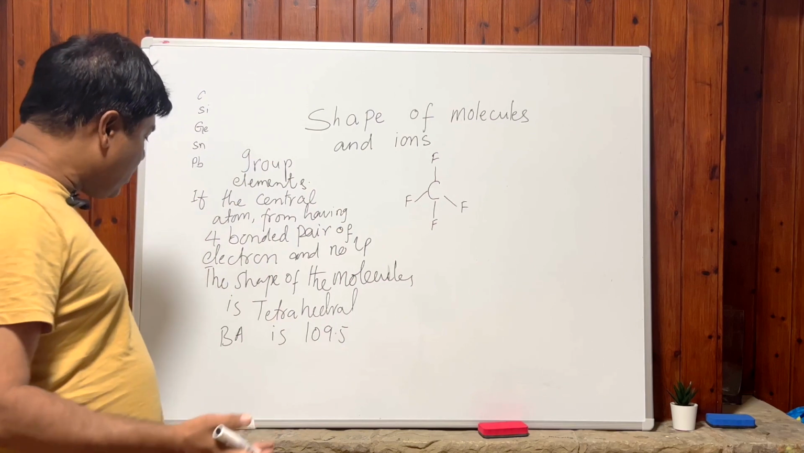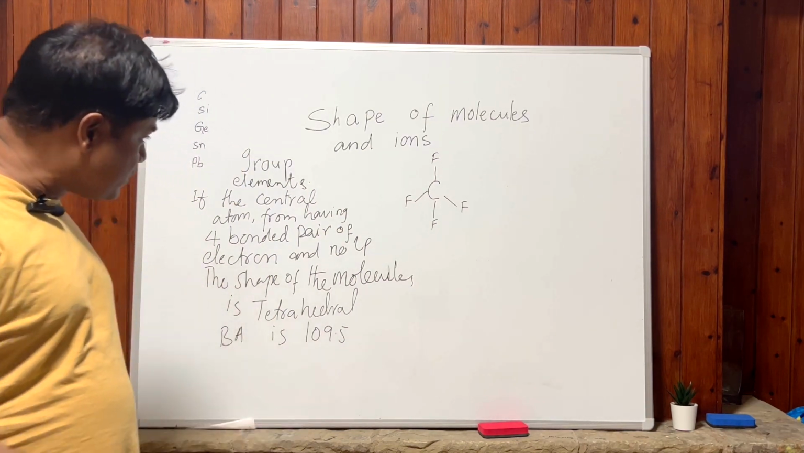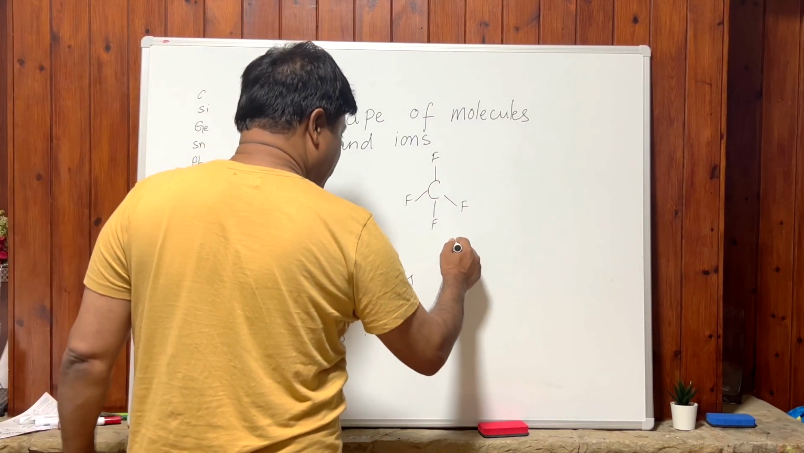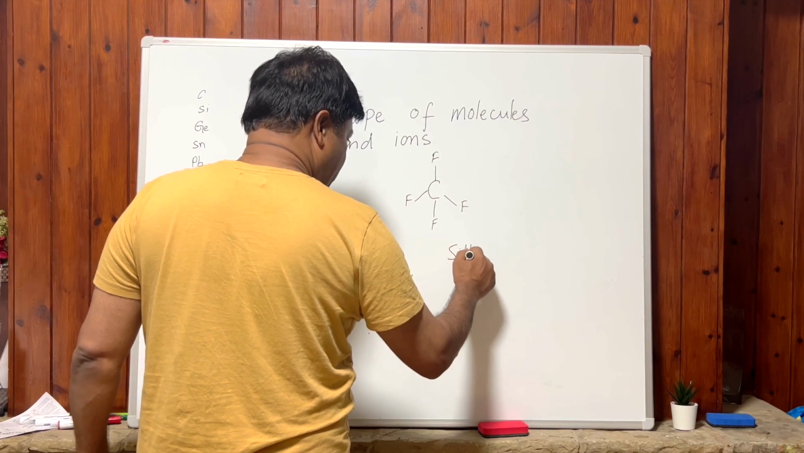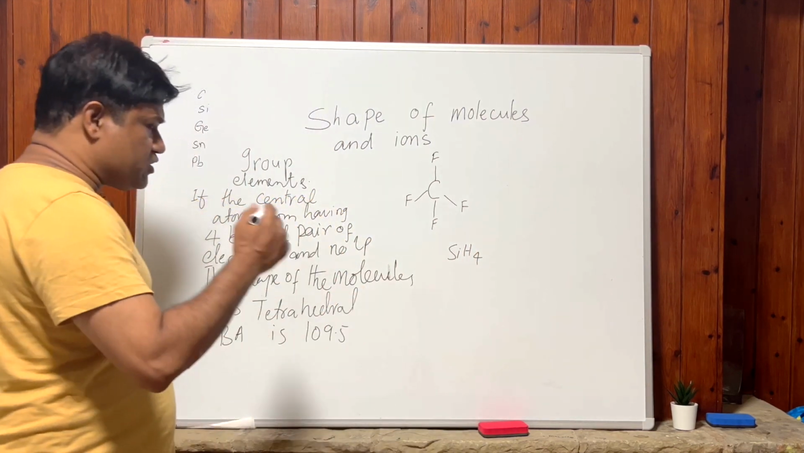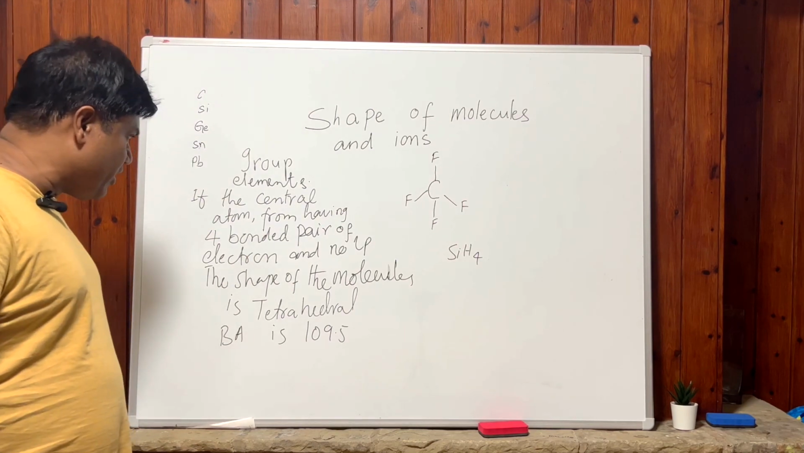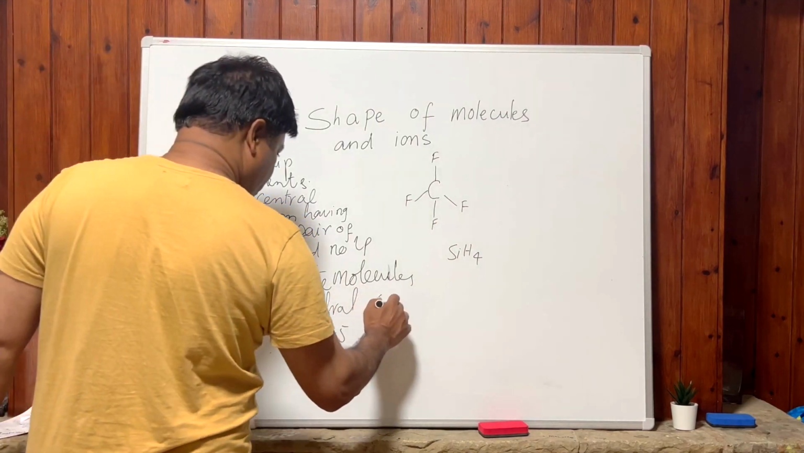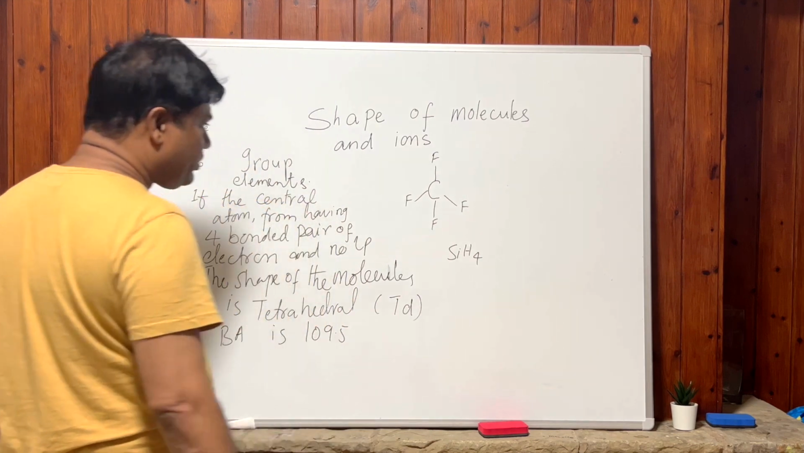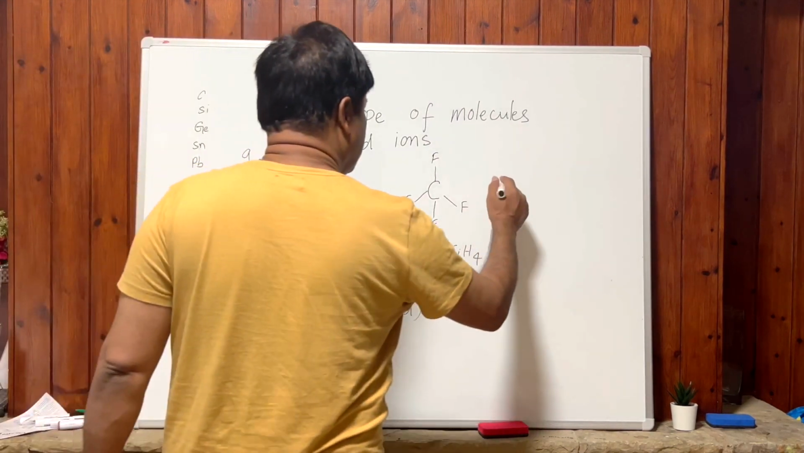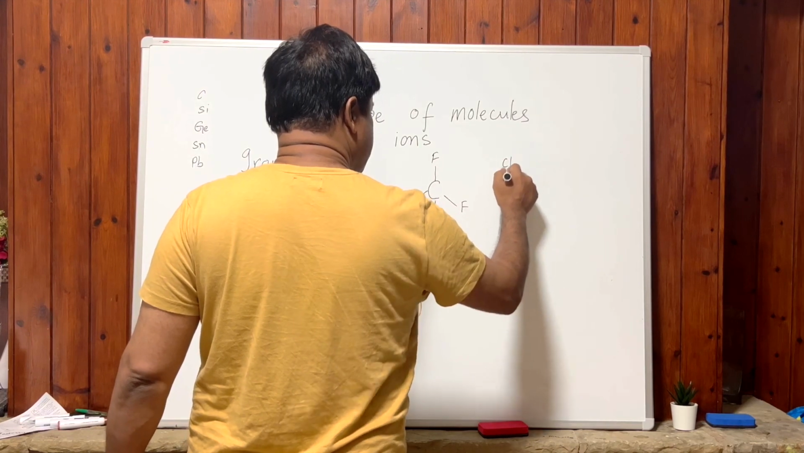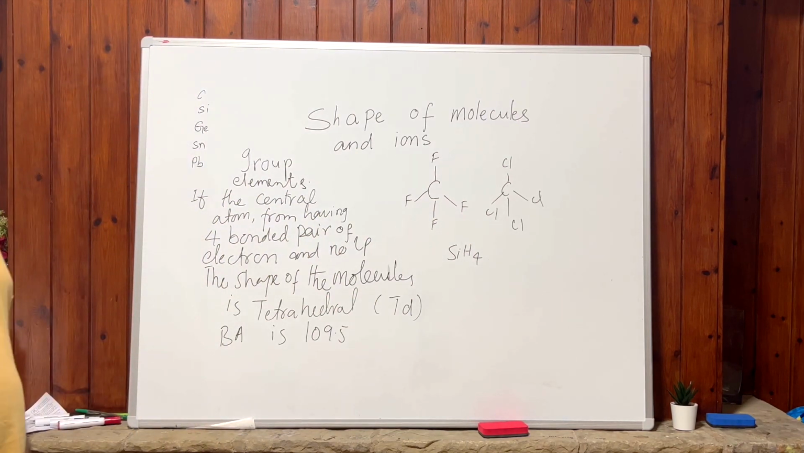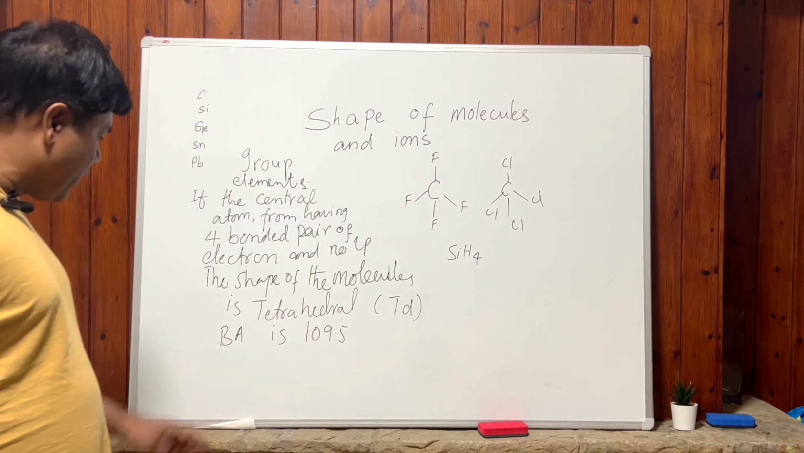Tetrafluoromethane. What's the bond angle? 109.5. And what's the shape? TD. I can give you many examples, guys. What's the bond angle and shape of SiH4? Like methane, this is called silane. Same thing, 109.5, TD, tetrahedral. The short form for tetrahedral is TD. Can we take chlorine, CCl4, carbon tetrachloride? Yes. What's the bond angle and what's the shape? Shape is tetrahedral. Bond angle is 109.5.